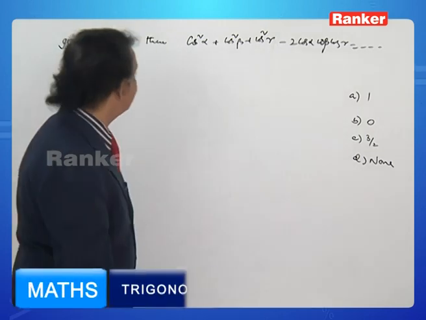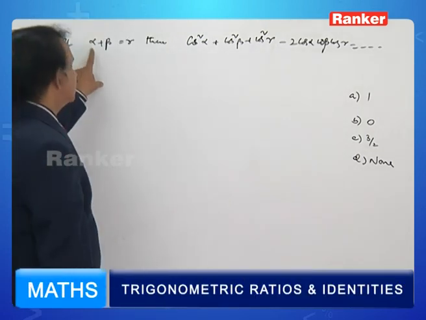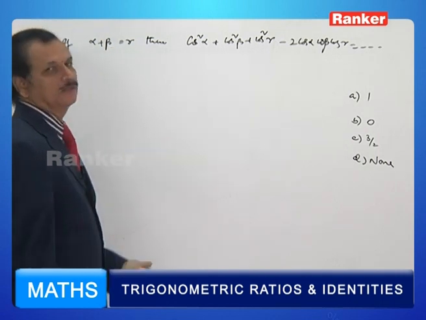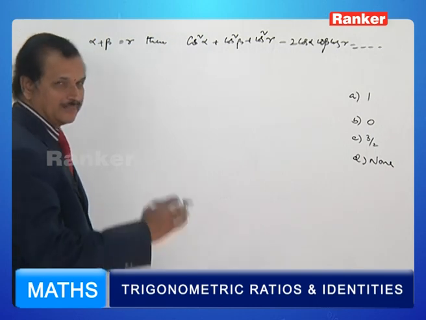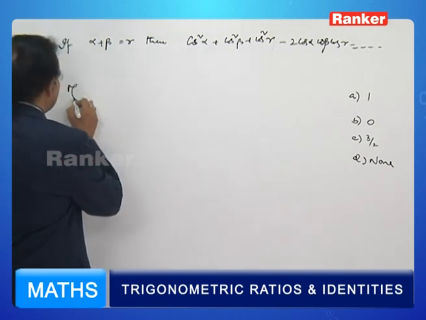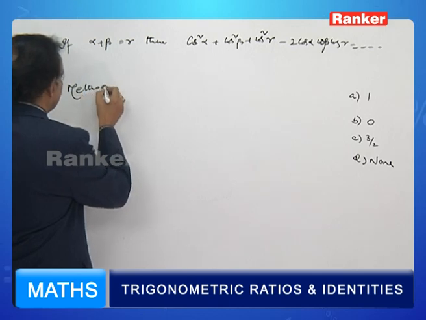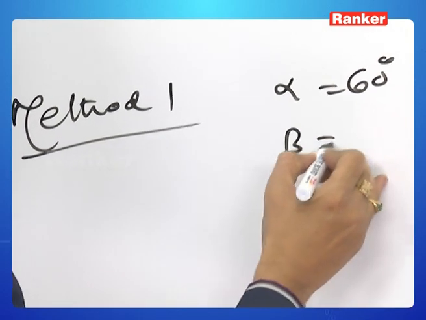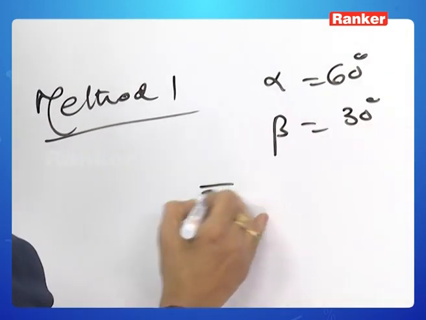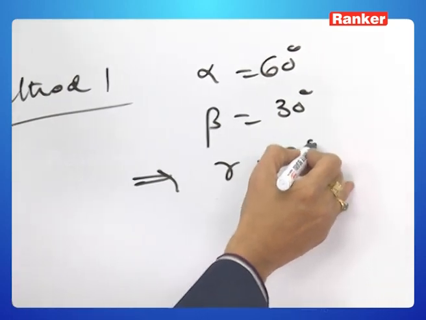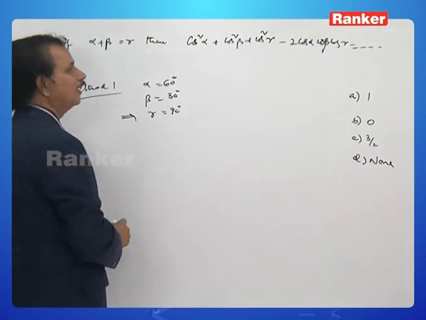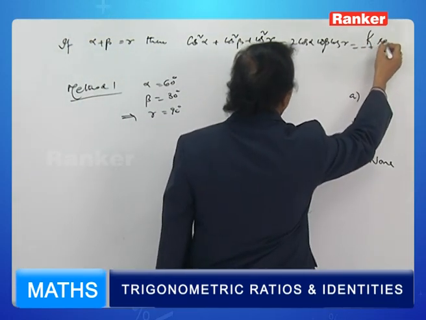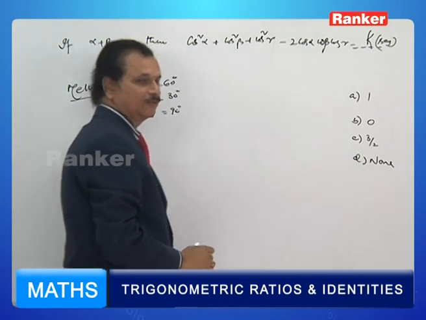Well, I would like to take alpha is equal to 60 degrees and beta is equal to 30 degrees. What happens for gamma? 90. Isn't it? That is the first method, method 1. Let alpha is equal to 60 degrees, beta is equal to 30 degrees, implies gamma is equal to 90 degrees. Let me call the expression some k, say. What is the value of k?